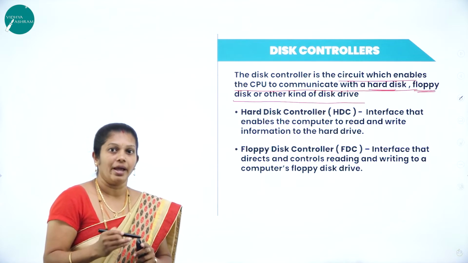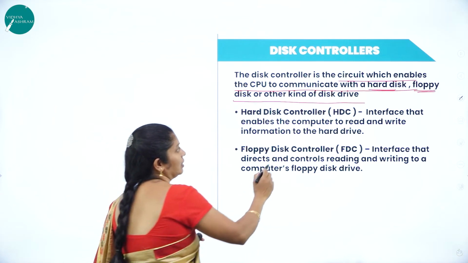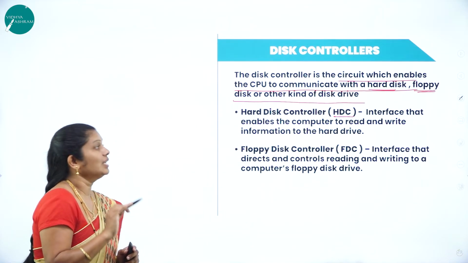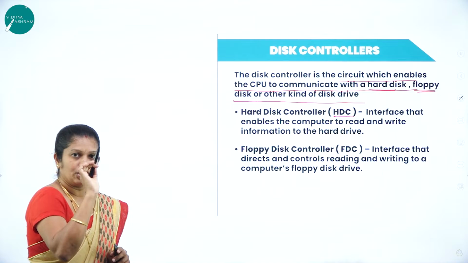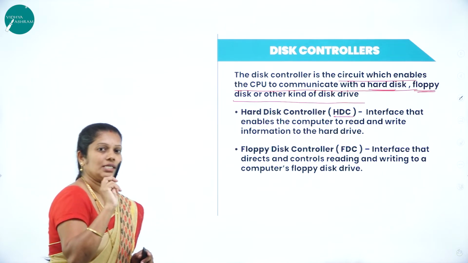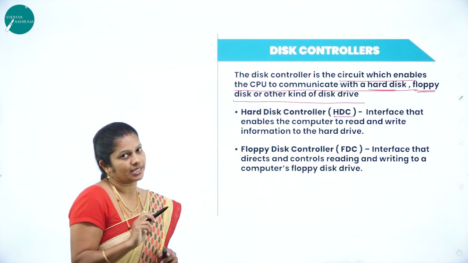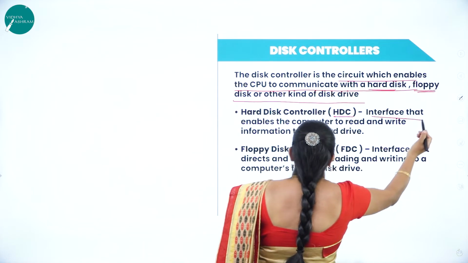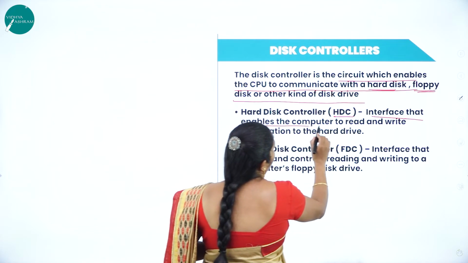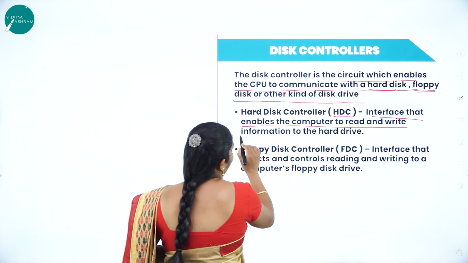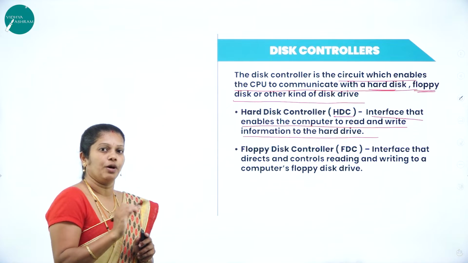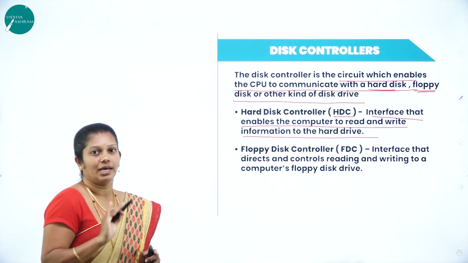Then what do you mean by hard disk controller? That is HDC. HDC stands for hard disk controller. When we come to disk controller, there are two types. One is hard disk controller and one more is floppy disk controller. The hard disk controller is an interface that enables the computer to read and write information to the hard disk drive. This helps to perform read and write operations on the hard disk.